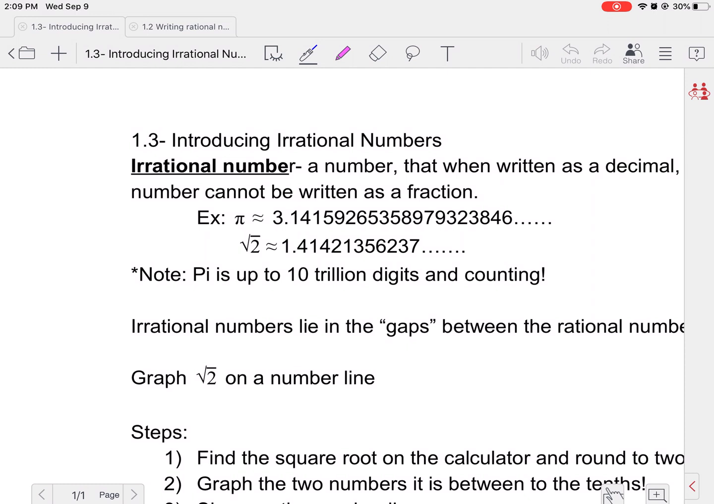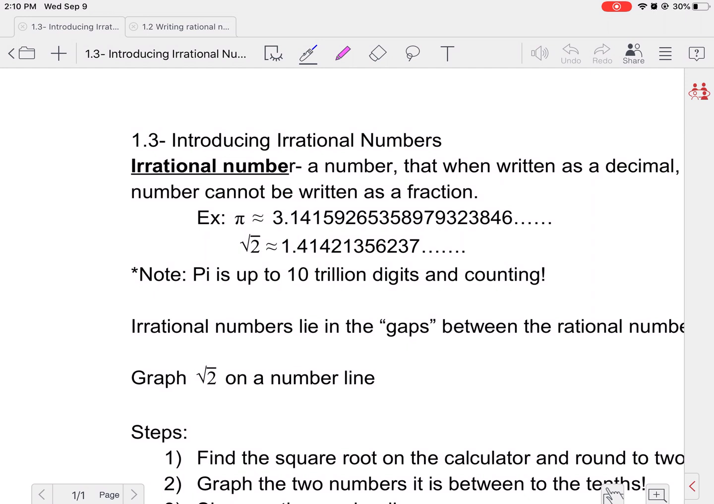Square root of 2, when we take the square root of 2, it's an irrational number because it just goes on forever and ever. So the irrational numbers are numbers that lie in the gaps between rational numbers. Between 1 and 2, there's a bunch of numbers that are irrational because it fills in between all the numbers that we do know that end.